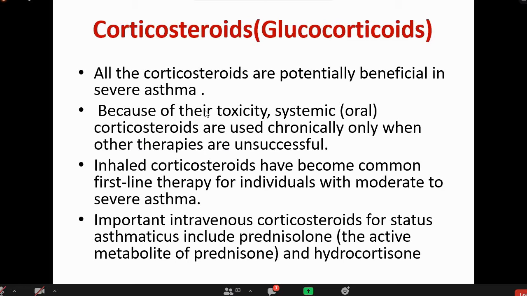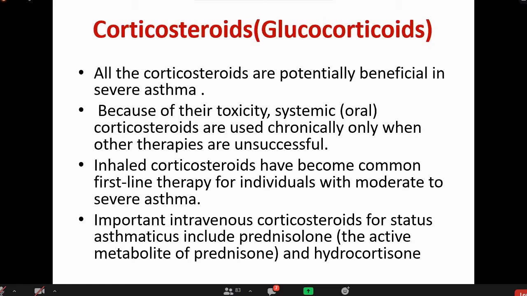So all the corticosteroids are potentially beneficial in severe asthma, despite their toxicity. Systemic corticosteroids are used chronically only when other therapies are unsuccessful, right? The major route, this is another question. Generally, through which route do we use glucocorticoids?